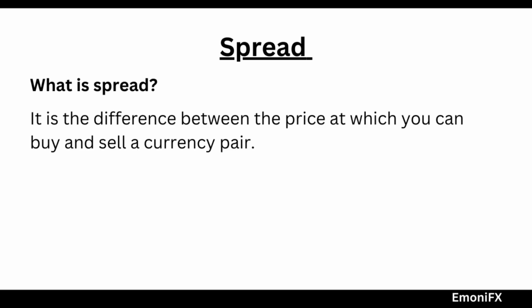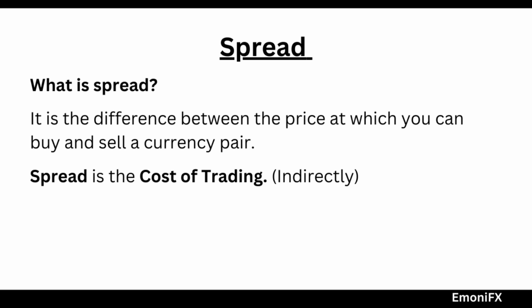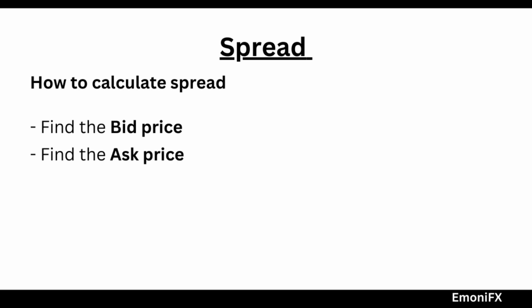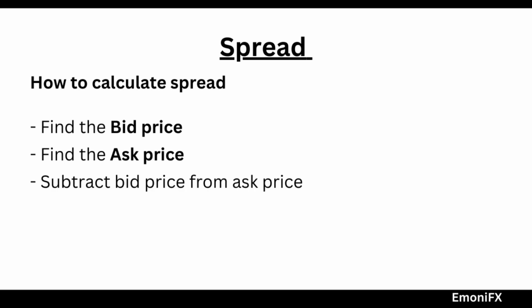Now, what is a spread? A spread is the difference between the price at which you can buy and sell a currency pair. It's basically the cost of trading and is built into the price of every trade. You can think of it indirectly as a fee you have to pay every time you get into a trade. So how is the spread calculated? First, you find the price at which you can buy the currency pair, which is the bid price. Then you find the price at which you can sell the currency pair, which is the ask price. Then you subtract the bid price from the ask price.